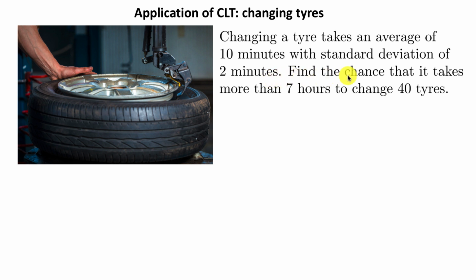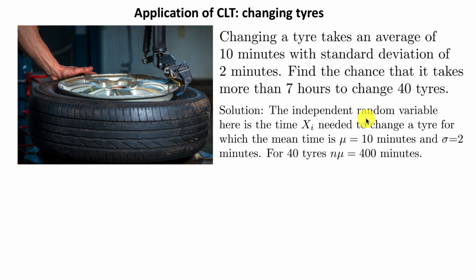We are now asked to find the chance that it takes more than 7 hours to change 40 tires. Now 7 hours is 7 into 60, which is 420 minutes. Keep that in mind. Let's now think of the solution. So, the independent random variable in this case is the time xi needed to change a tire, for which the average time, the mean time, is 10 minutes and the standard deviation is 2 minutes. So, for 40 tires, we have 40 into 10, which is 400 minutes.